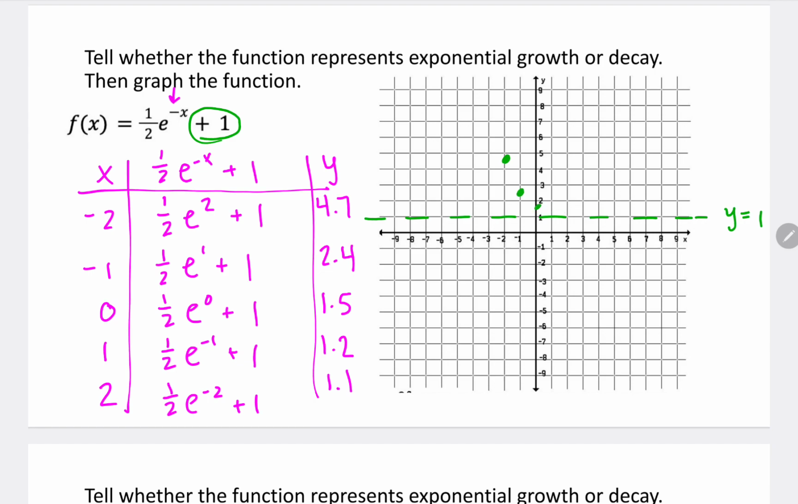So 1.5, 1.2, 1.1. And they're just going to keep getting closer and closer to 1 because that's where our asymptote is. The domain is all real numbers. The range, all of those values are bigger than 1. Let's try one more graph.